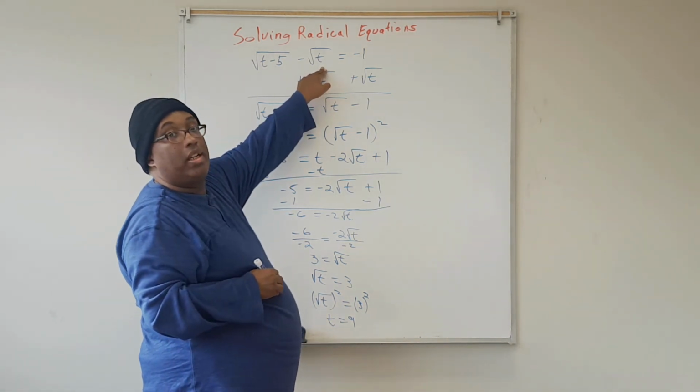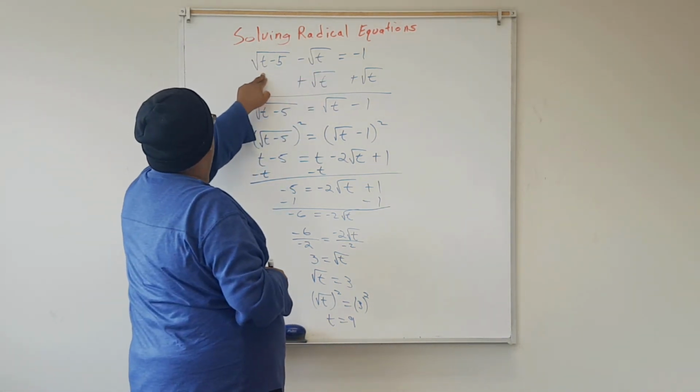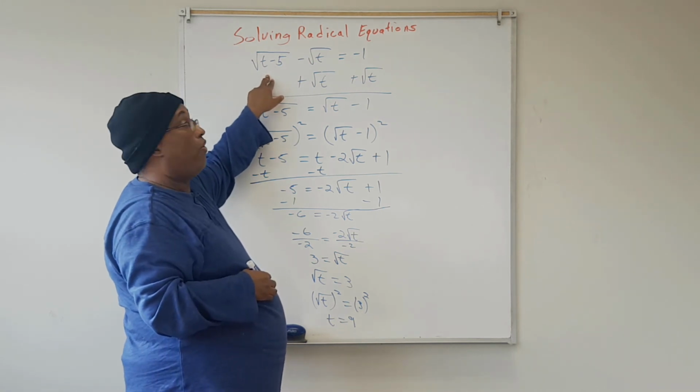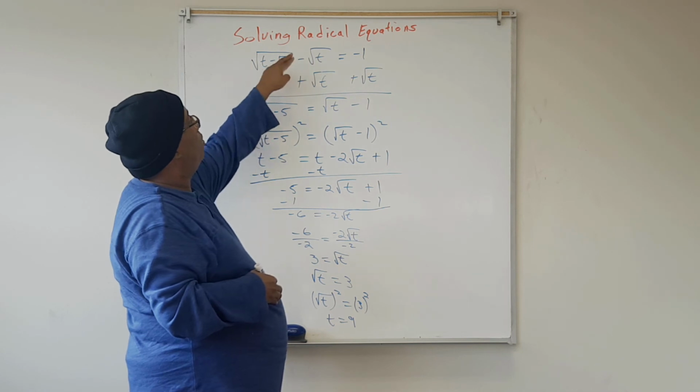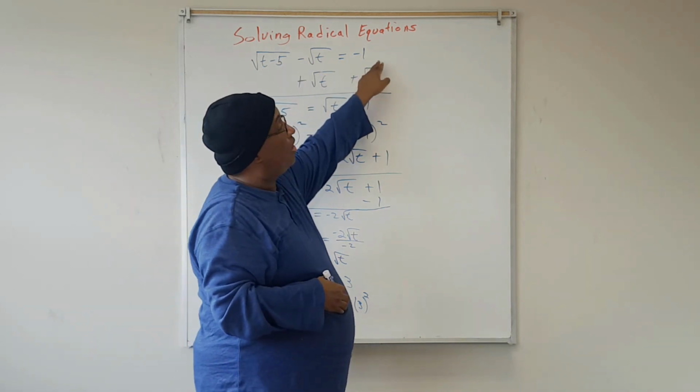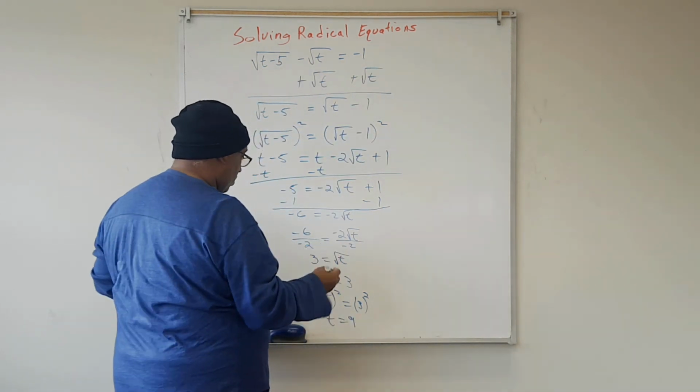Square root of 9, that's going to be 3. 9 minus 5, that's going to be 4. Square root of 4, that's going to be 2. So 2 minus 3, that does equal -1. So this is a valid answer.